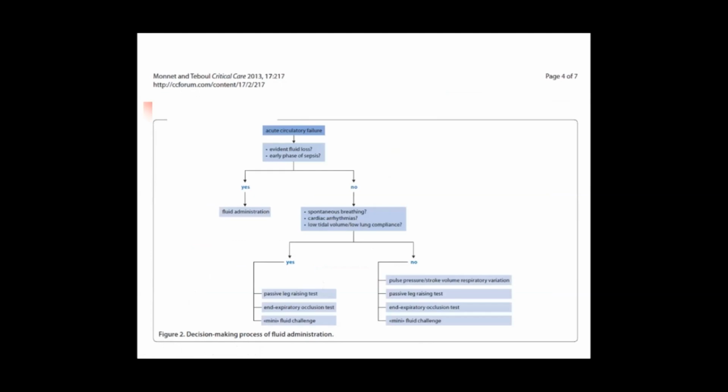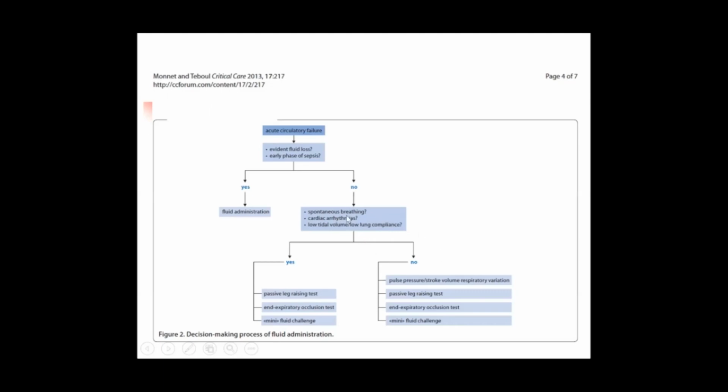This is a flow chart which shows us how we go about taking a call regarding fluid challenge in acute circulatory failure. Suppose there is evident fluid loss or it is an early phase of sepsis. If the answer is yes, then you can straight away give fluid. If the answer is no, then ask: is the patient spontaneously breathing, is there cardiac arrhythmia, is a low tidal volume employed, or is there low lung compliance? If the answer to any of these is yes, then you can select the passive leg raising test, end expiratory occlusion test, or mini fluid challenge test in these situations to determine fluid responsiveness.